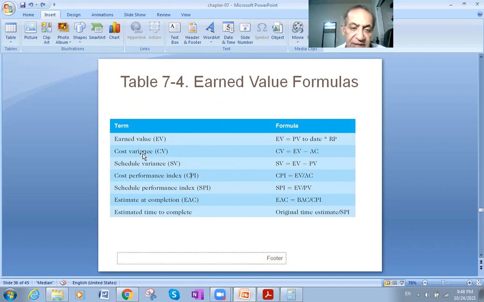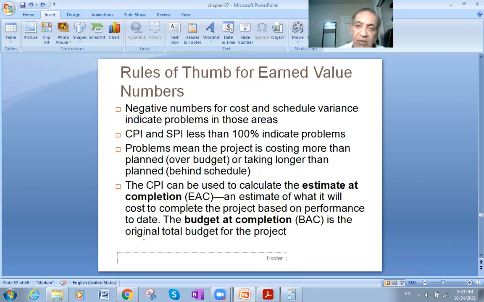The variance, we said in the variance there is always minus. But when we talk about the index, we divide. So the estimate of completion, for example, is also an index. So we divide in the index and we subtract in the variance.